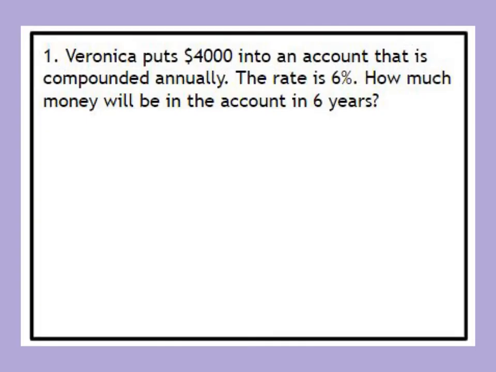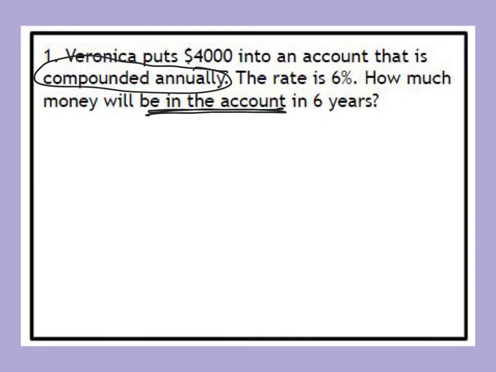Number 1. Veronica puts $4,000 into an account that is compounded annually. The rate is 6%. How much money will be in the account after 6 years? So first off, we're going to underline the part of the question where it asks you to find total amount. So the money in the account indicates total amount here. And then we're also going to circle the part where it indicates that we're using compound interest. That's going to be the words compounded annually.